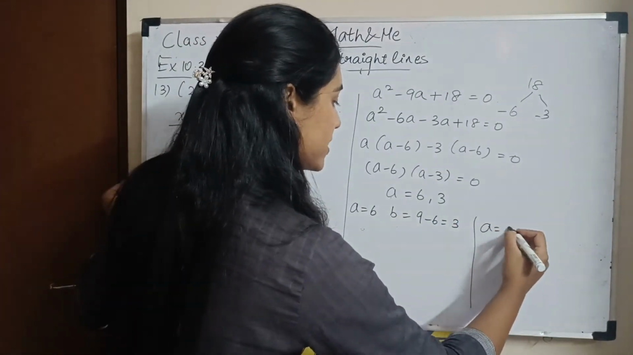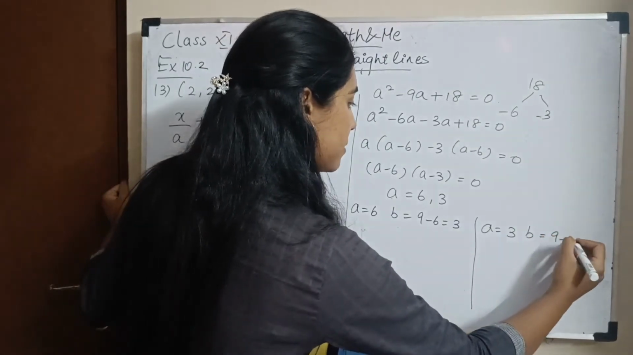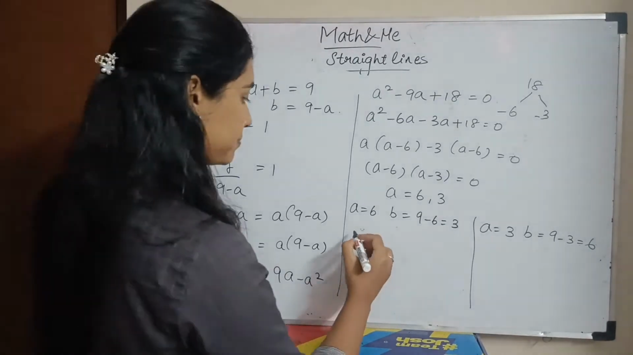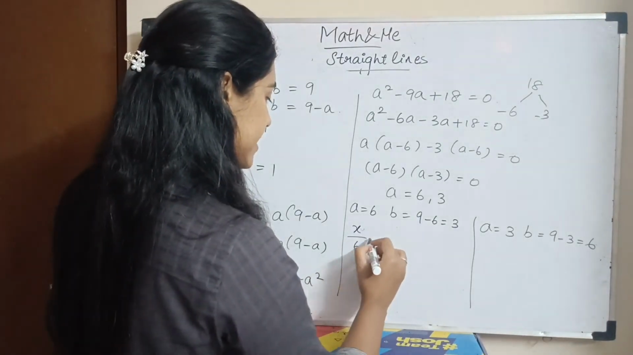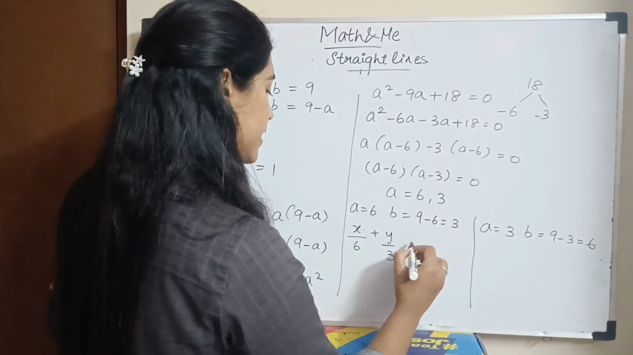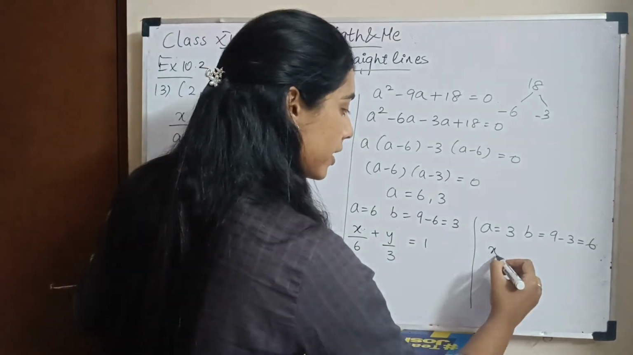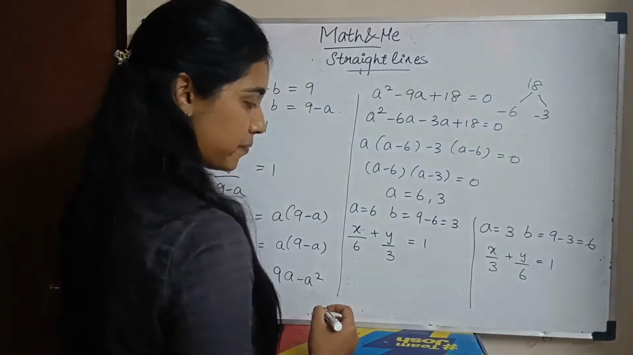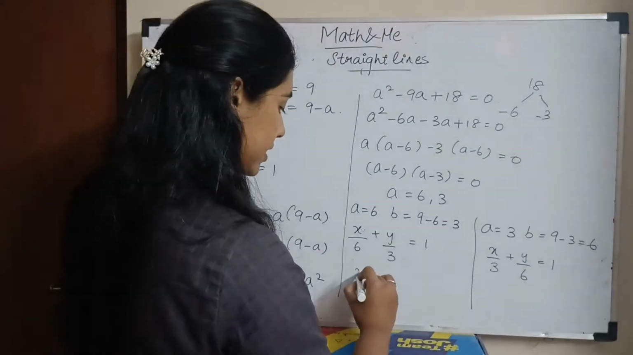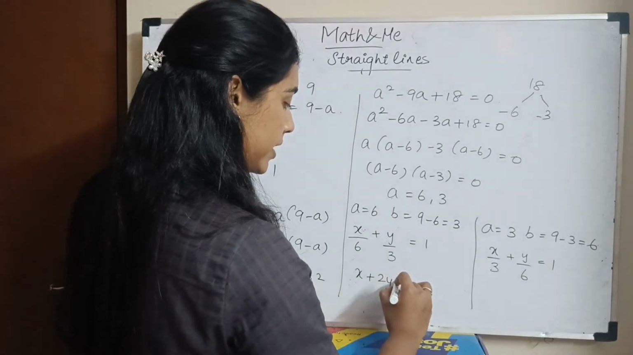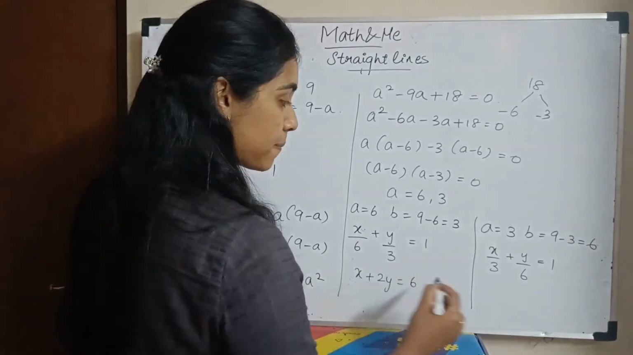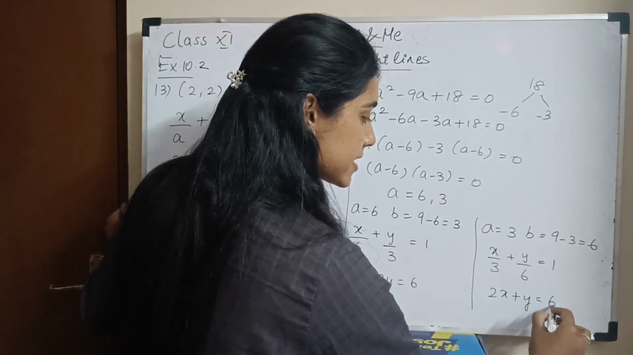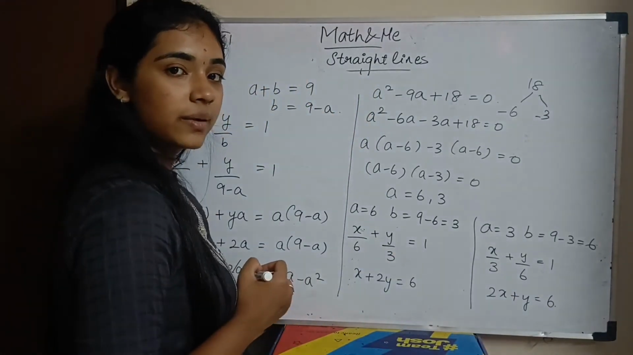If your A value is 3, then your B is 9 minus 3, which is 6. So your equation becomes x divided by 6 plus y divided by 3 equals 1, or x divided by 3 plus y divided by 6 equals 1. Solving this, what do I get? x plus 2y equals 6. The LCM is 6. Here I get 2x plus y equals 6. So these are the required equations. Okay.